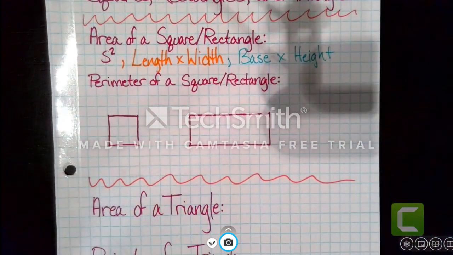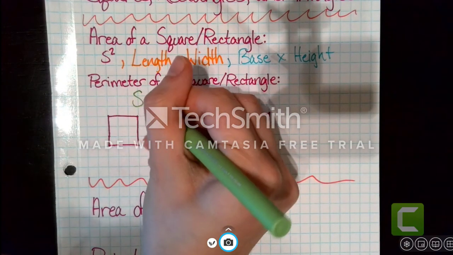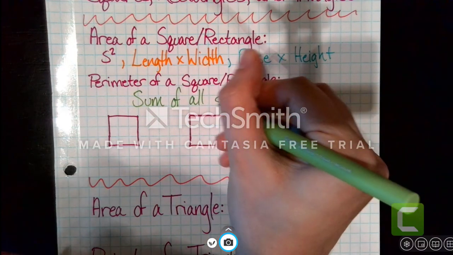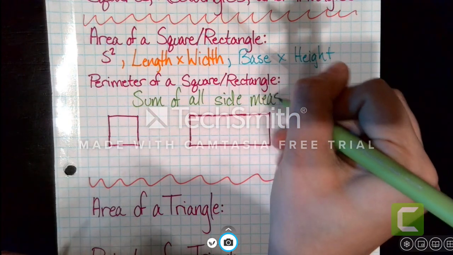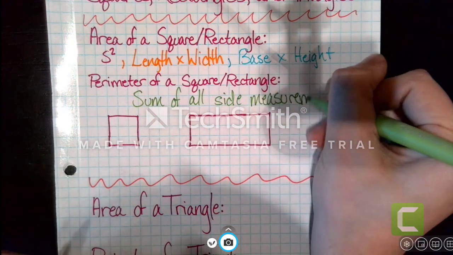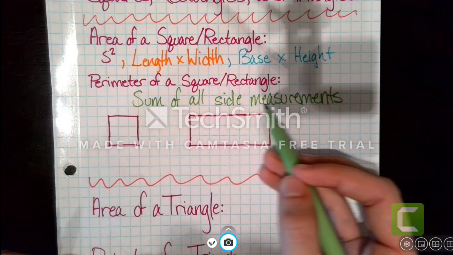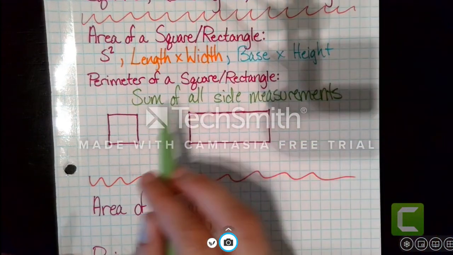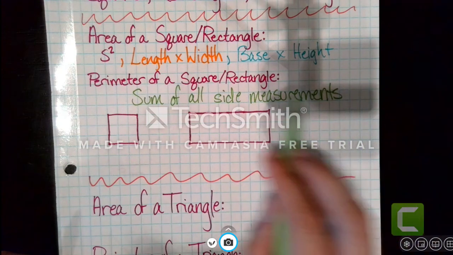For the perimeter of a square or rectangle, it can simply just be written as the sum of all side measurements. We're looking for the total length of the outside of a square or rectangle when we're talking about this. Nothing inside the shape for the perimeter, we're referring to everything outside of it.